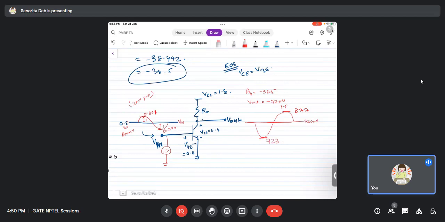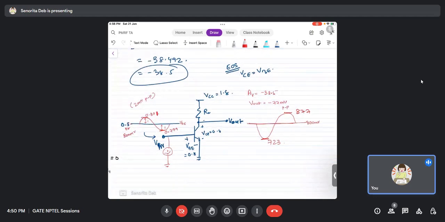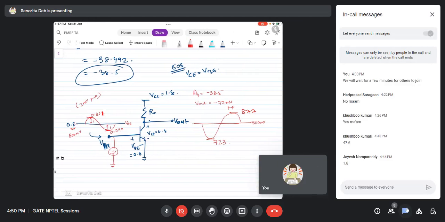Till now, is it clear or any doubts? This is how your Vout will look. Why is Vout looking like this? Why is it across 800? Is it clear? This is important. Is it clear? Yes, ma'am. Clear, right?